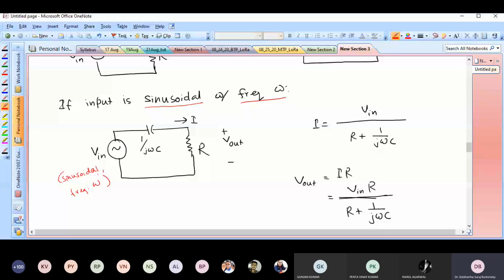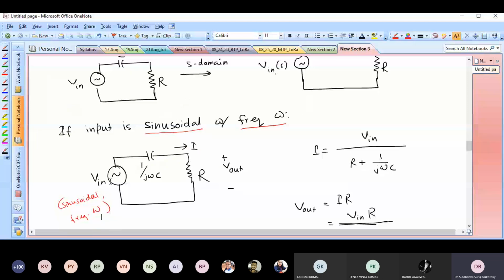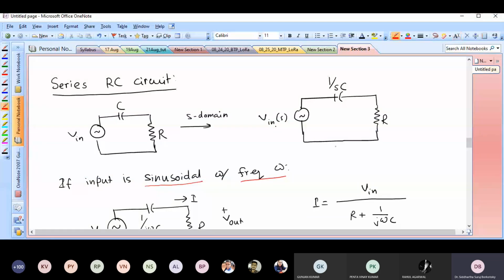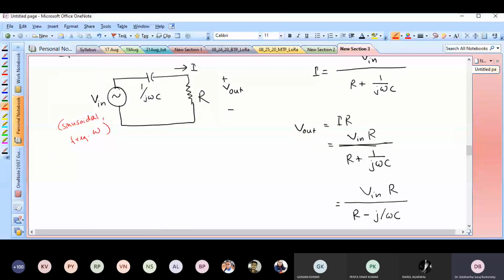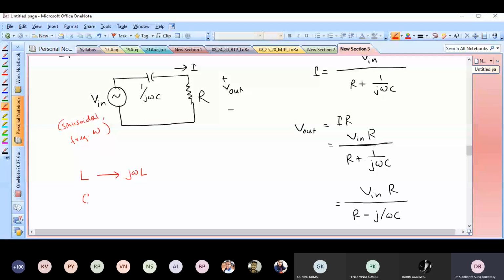So if that is the case, then just like you replace an inductor with j omega L, you can replace a capacitor with 1 by j omega C. So the main thing here is, if you take an inductor, L becomes j omega L. For C, it becomes 1 by j omega C, which is also equal to minus j by omega C. So you will replace it by one of these two.